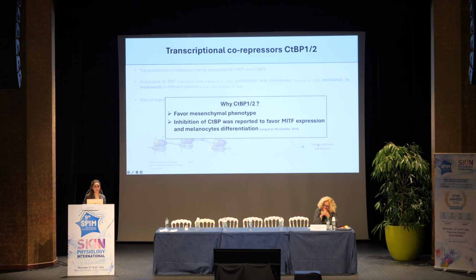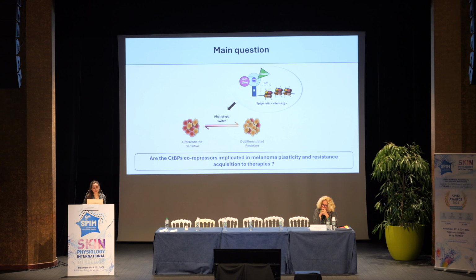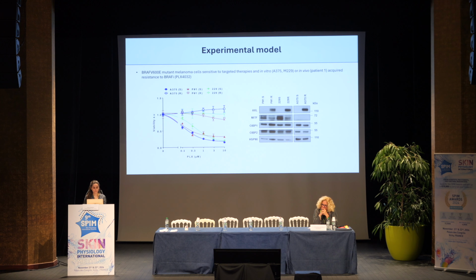So why work on CTBP1 and 2? Because first, they favor this mesenchymal phenotype, and also because inhibition of CTBP1 and 2 was reported to favor MITF expression and melanocyte differentiation. So the main question of my PhD was: are the CTBP co-repressors implicated in melanoma plasticity and resistance acquisition to therapies?